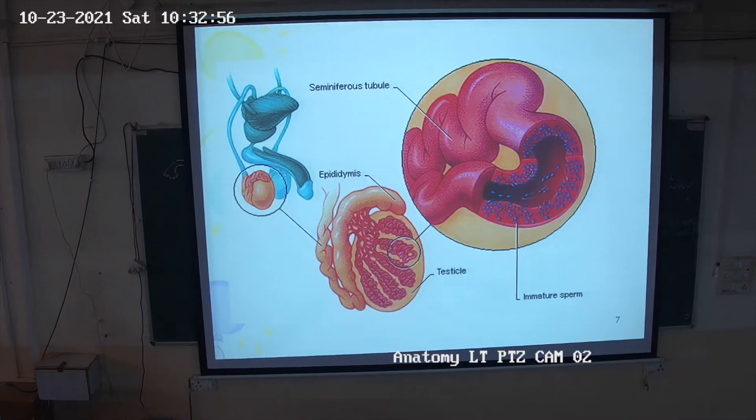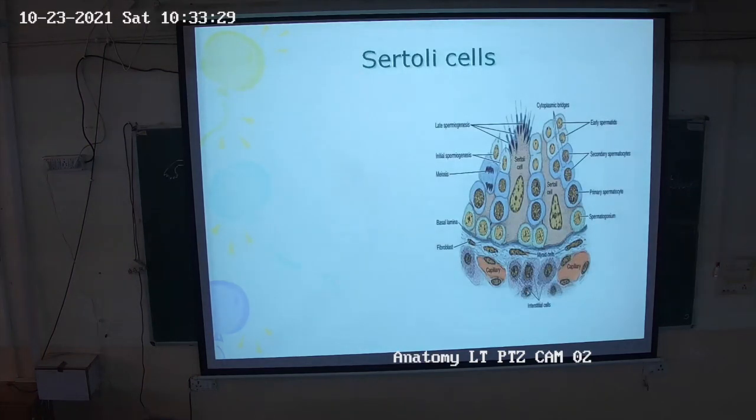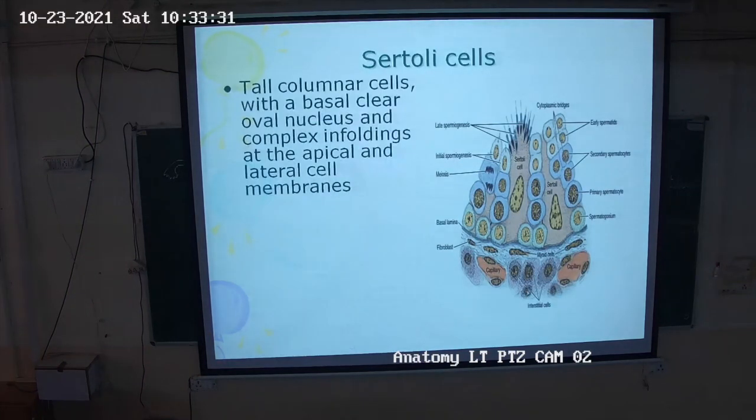Nutritional support, physical support, and apart from that, what else? Hormone. Which hormone will they secrete? Where is testosterone secreted? By the interstitial cells of Leydig. They are not present in the seminiferous tubule. These are present in the connective tissue. The next cells that we are going to study will be the interstitial cells of Leydig.